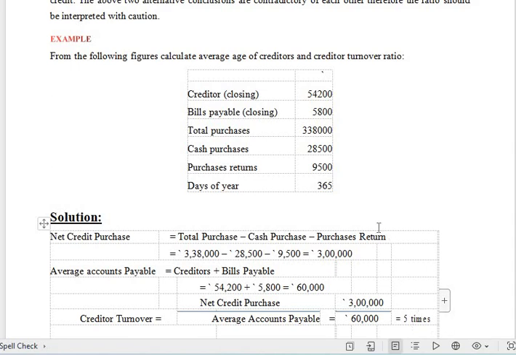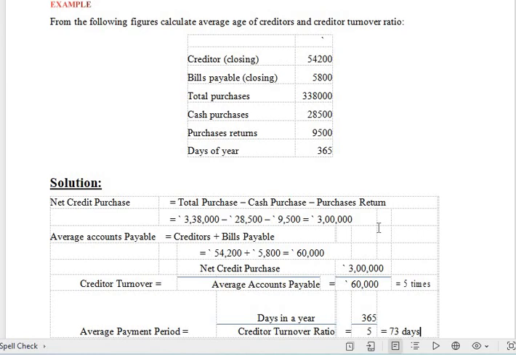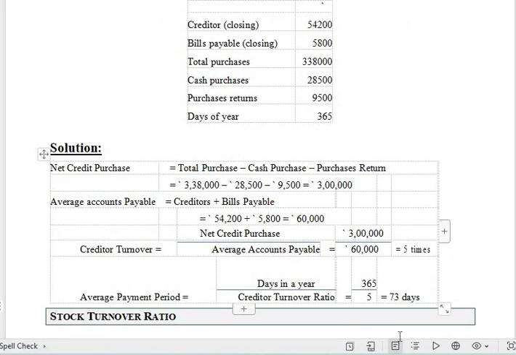The next one, we are going to find out the average age of creditors, or average payment period or credit payment period. Here they asked to calculate in days. That's why they have given days. So days in a year divided by creditor turnover ratio. Days 365 days and creditor turnover ratio is 5 times. 365 divided by 5 is nothing but 73 days. It takes 73 days for you to settle all credit purchases or credit payments to suppliers or to whoever you have borrowed money from.